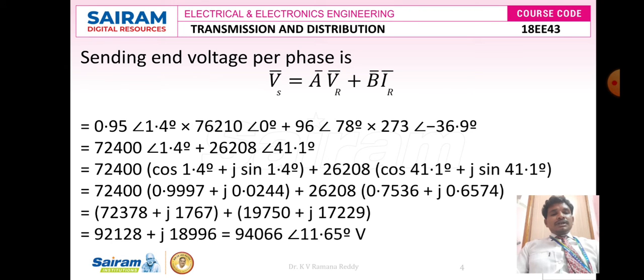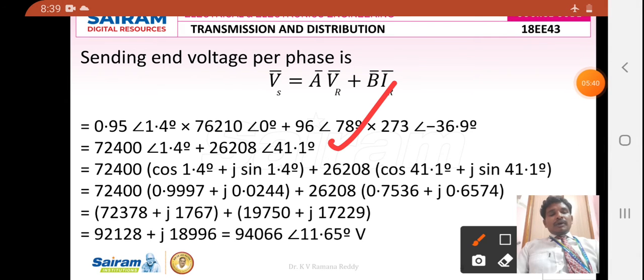After simplification, we get 72,400 at an angle of 1.4 degrees plus 26,208 at an angle of 41.1 degrees.